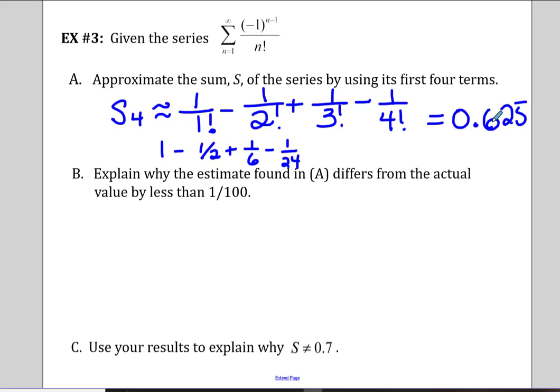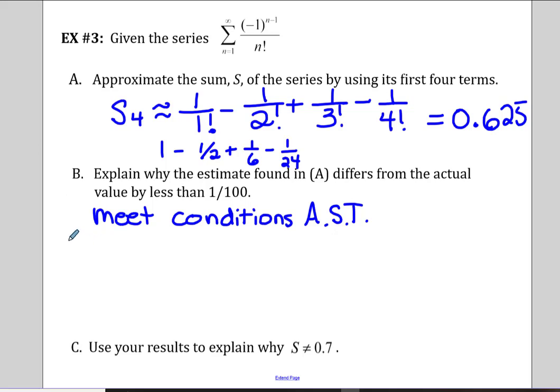And explain why the estimate that we found in Part A differs from the actual value by less than 1 over 100. So we can see, if you look at the terms of the series, that they alternate, they're decreasing in magnitude, and they have a limit of 0. So they meet our conditions. They meet the conditions for the alternating series test because they're alternating, decreasing, and the limit is 0.